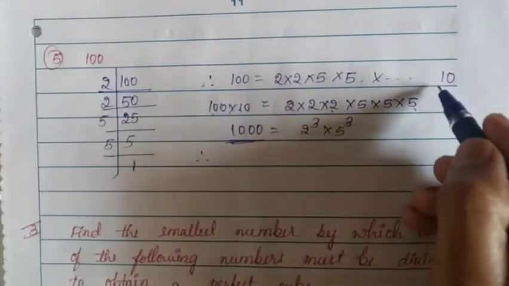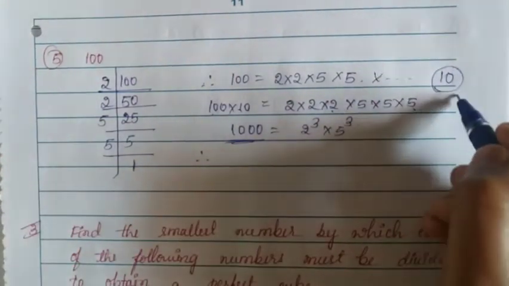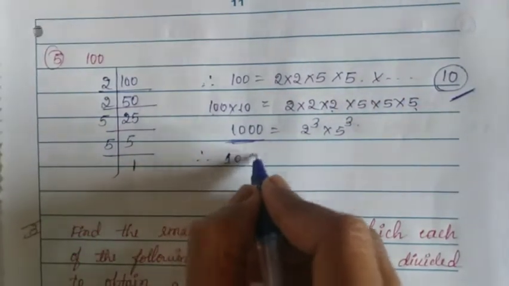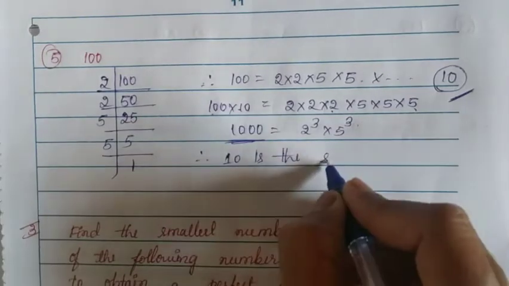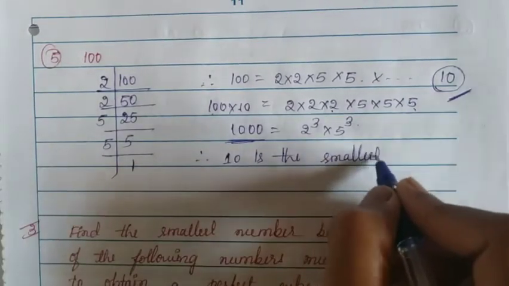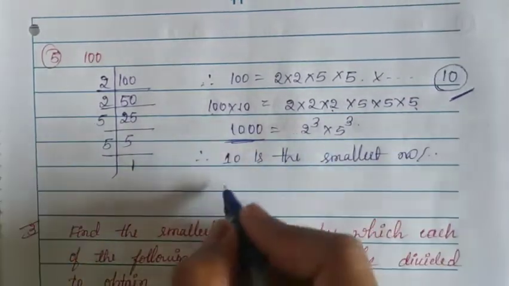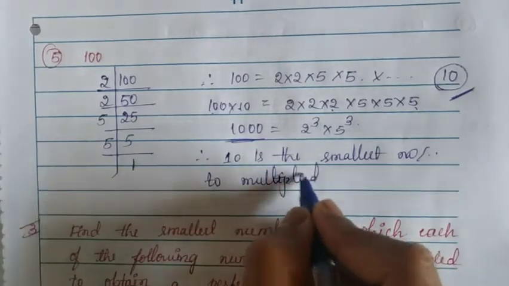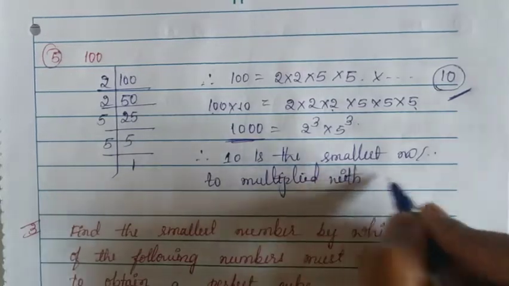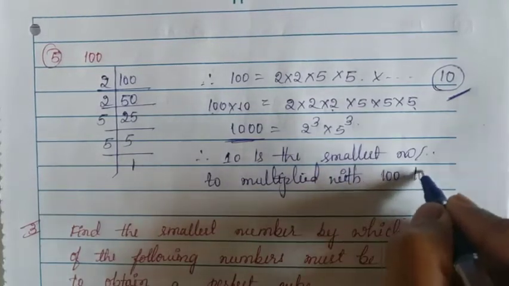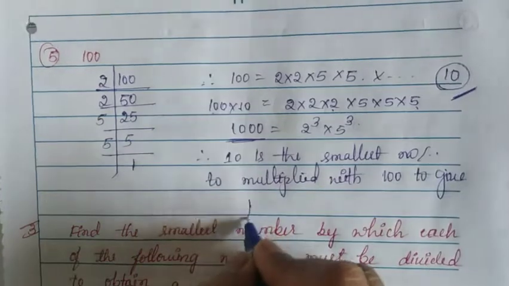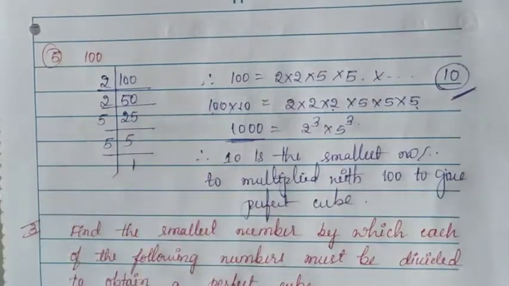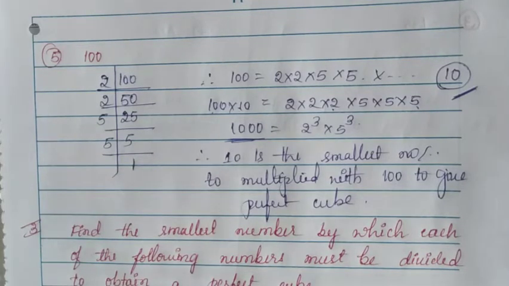Yes, this is a perfect cube. Therefore, how much do you multiply here? Yes, 10 is the smallest number. 10 is the smallest number to multiply with 100 to give a perfect cube. Okay children?